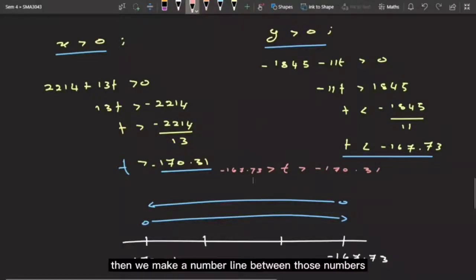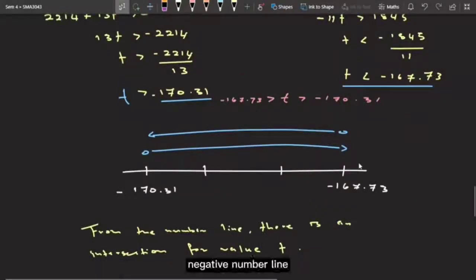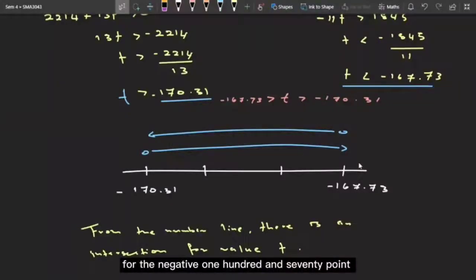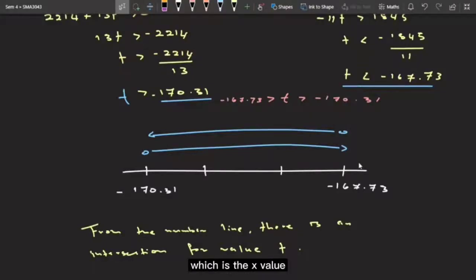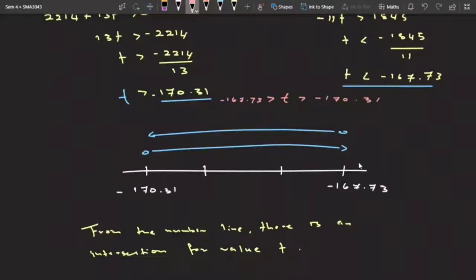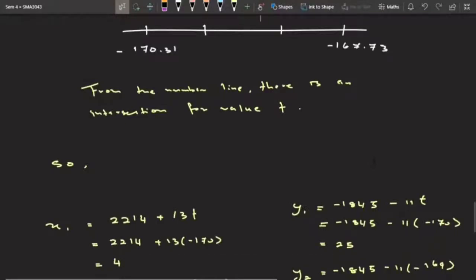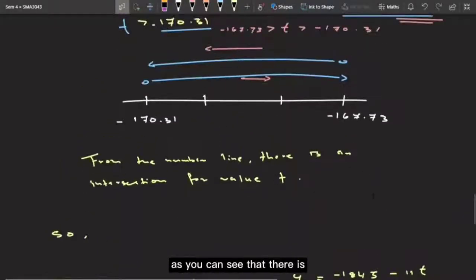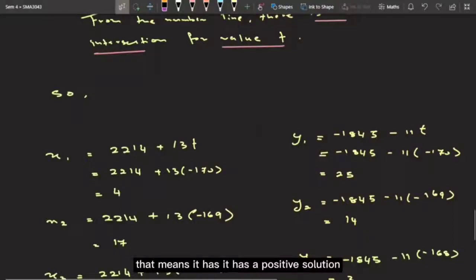Then we make a number line between those numbers, a negative number line. For the negative 170.31, which is the x value, you should know that t is larger than this value. So that means it will move to the right hand side of the number line. And for the y value, since t is less than the value right over here, it needs to move to the left hand side of the number line. So we know from the number line, as you can see, that there is an intersection for values of t. That means it has a positive solution.